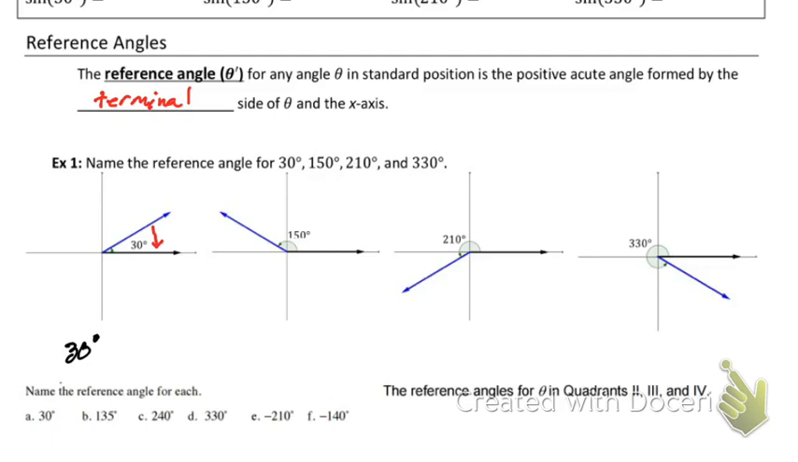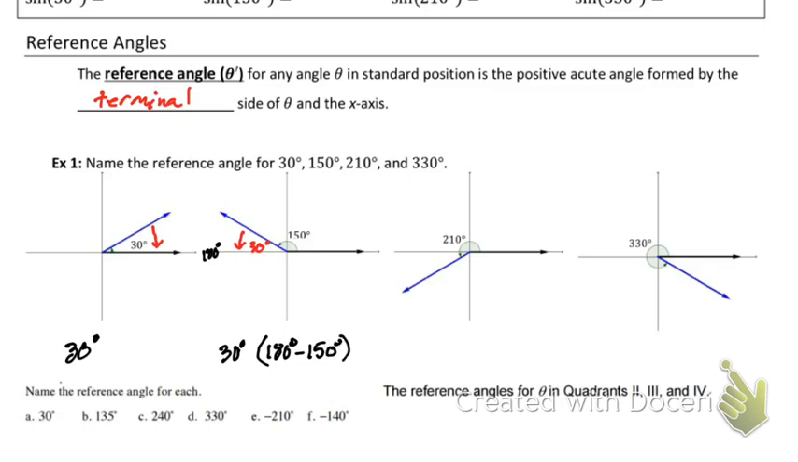All right, now let's look at 150. The quickest way to the x-axis is not going all the way back that way. That's 150 degrees. The quickest way to the x-axis is actually just dropping straight down. And if we look at the fact that this is 180 degrees, that red angle right there is actually 30 degrees. 150 plus 30 equals our 180. So the reference angle for 150 is 30 degrees. How we came up with that mathematically is we took 180 minus the 150 to give us that 30 degrees.